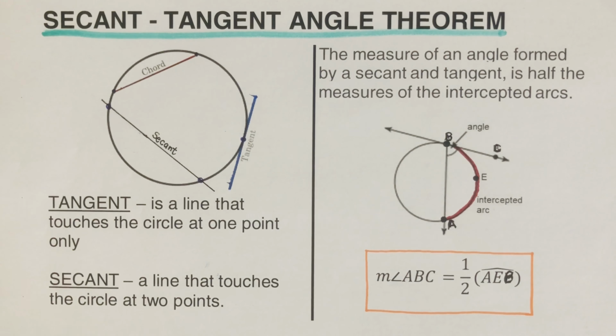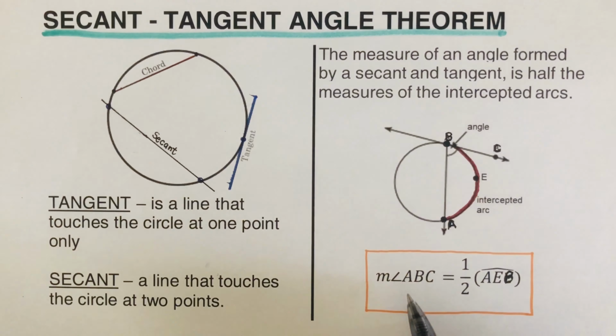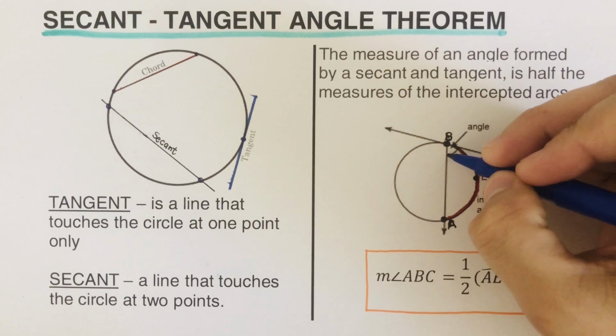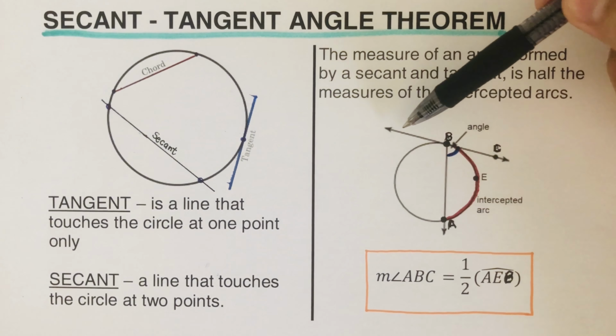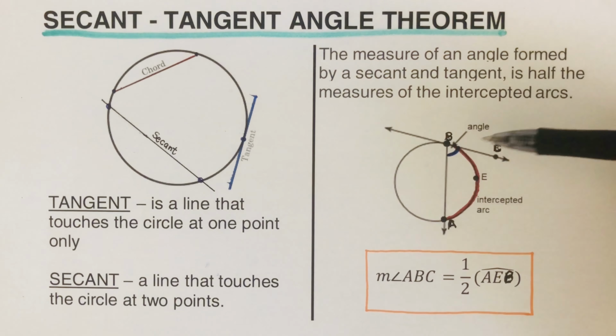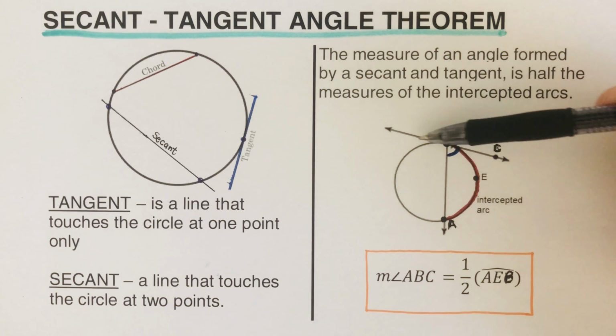Okay, so we have here the first theorem for the secant-tangent angle theorem. This applies when the angle is on the circle. So we are looking at angle ABC. If I were to label this angle right here in blue, this is angle ABC. The angle is made up of a tangent BC and a secant AB.